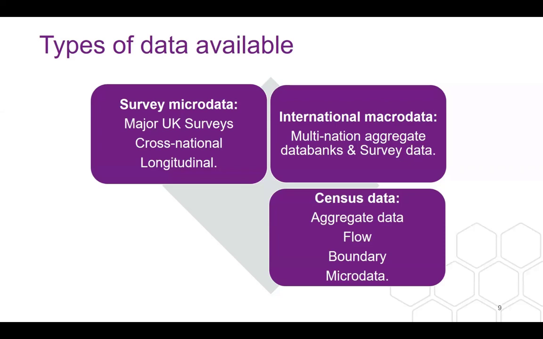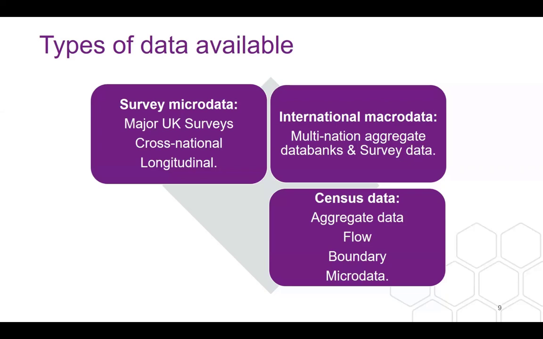We also have census data, and this data includes statistics from the UK censuses, which help paint a picture of the nation and how we live. They provide a detailed snapshot of the population and its characteristics, and underpin funding allocation to provide public services. The UK Data Service holds and enables access to aggregate, boundary, flow, and microdata from the last censuses from 1961 through to the latest 2021.